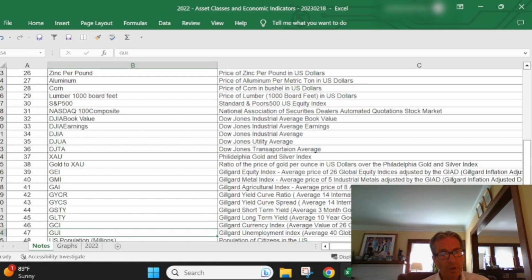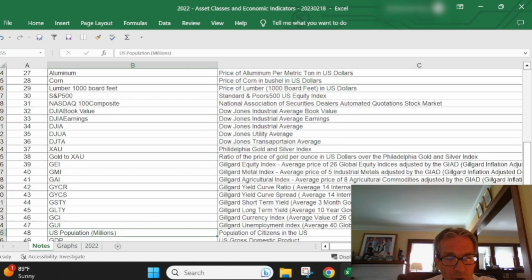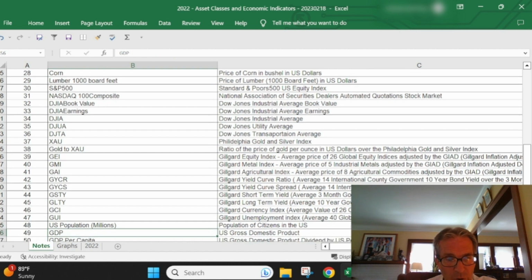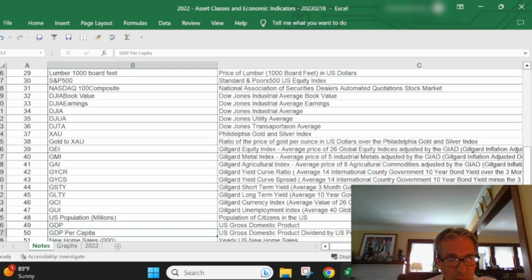This is just a summary, equally weighted average of 40 global countries, what their unemployment rates are. And this is to give the U.S. citizen an understanding of where they're at vis-a-vis other countries. We look at U.S. population, and this is a number that can change from year to year. It's not always accurate when the numbers first come out, so the further back in time we go, the more accurate it is.